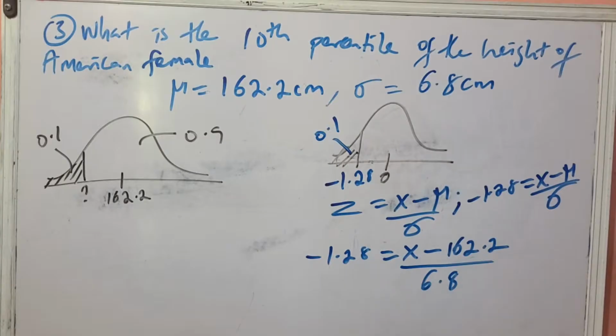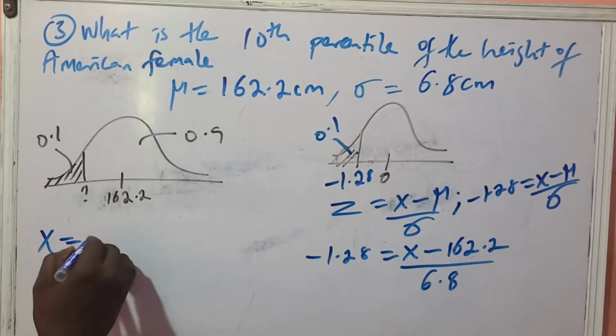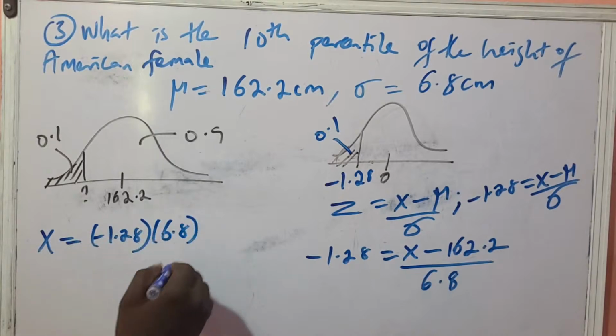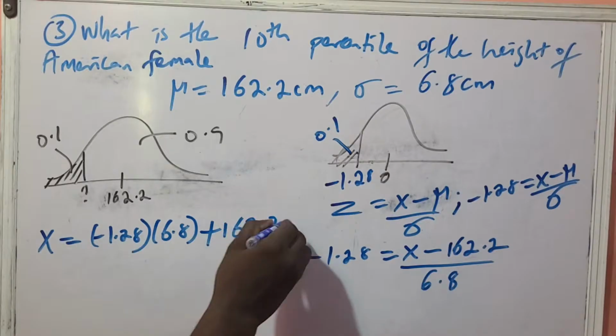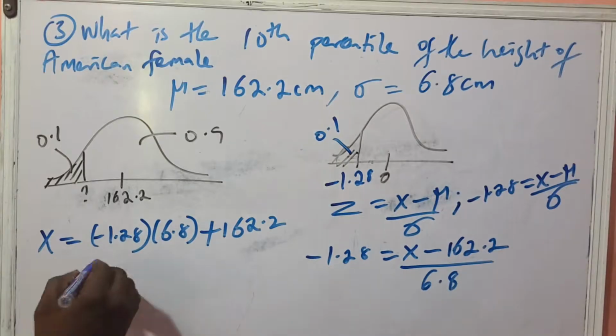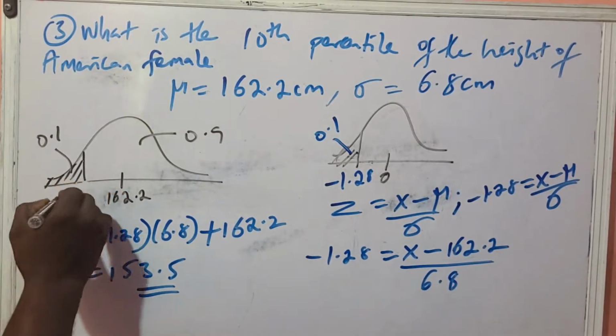Then you go on to solve this, of course, using mathematical rules, cross multiplication and the likes. You would have your X being equal to minus 1.28 multiplied by 6.8 plus 162.2. And then you'll be having a total of 153.5. This invariably means that the 10th percentile is 153.5.